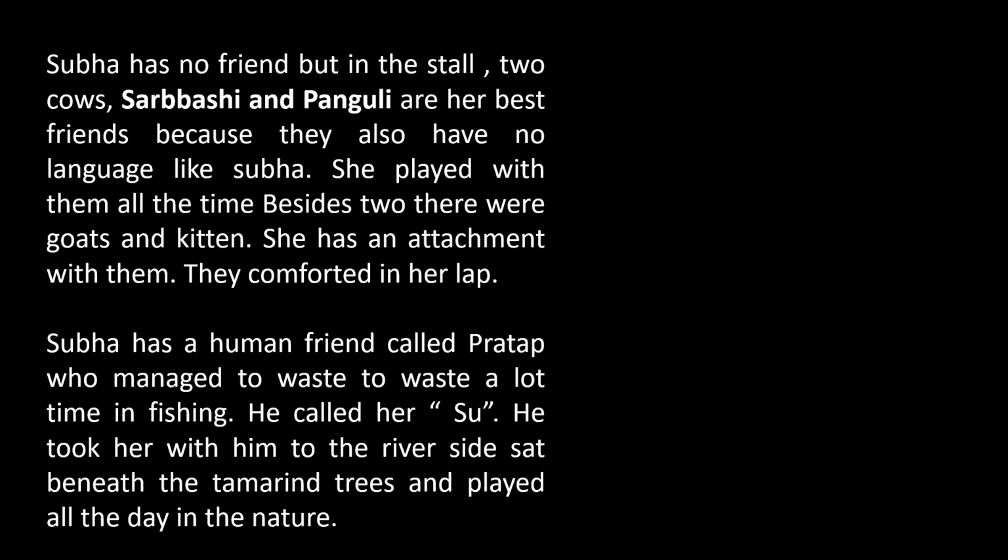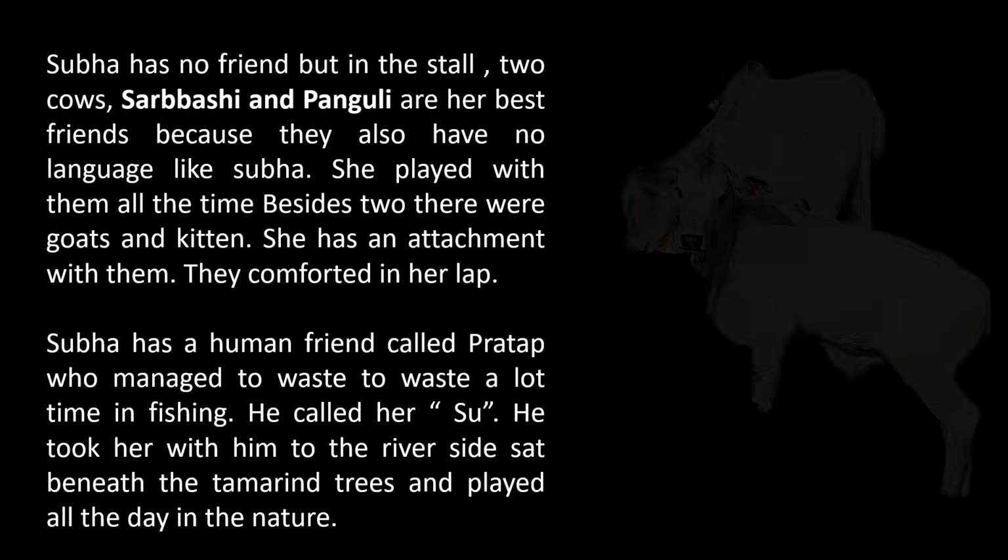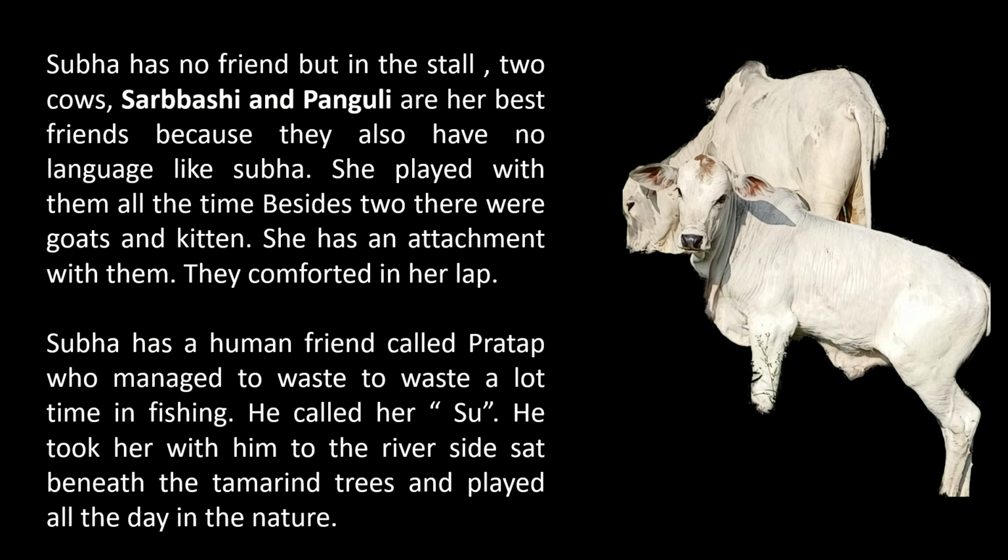Subha has no friends, but in the stall, in the stall means here the animal shed. Two cows, Sarbhashi and Panguli, are her best friends because they have no language like Subha. She played with them all the time. Besides these two animals, she has a few more friends like goats and kitten.